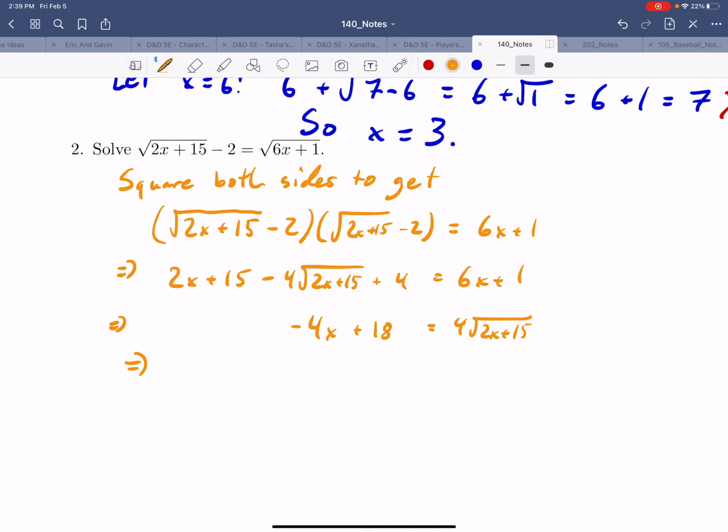So we're going to get, let's see, if we do this one out, 16x squared minus 144x, right? Negative 4 times 18 is 72, and you do that twice. That's the OI part of the FOILing. Plus, I believe 18 squared is like 324 or something like that. Anyway, this is going to equal 16 times the quantity 2x plus 15. All right. Let's just multiply out the right side there.